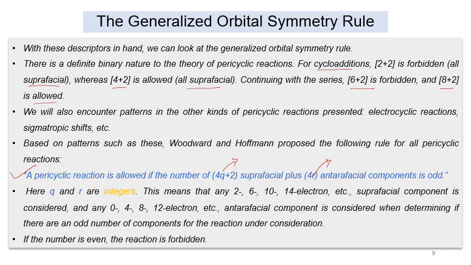That means for the suprafacial component, 2, 6, 10, 14 electrons are considered, whereas for the antarafacial component, 0 when r is 0, 4, 8, 12 electron components are considered. So, if this number is odd, the pericyclic reaction will be permitted. If the number is even, the reaction is forbidden, depending on whether it is thermal or photochemical.